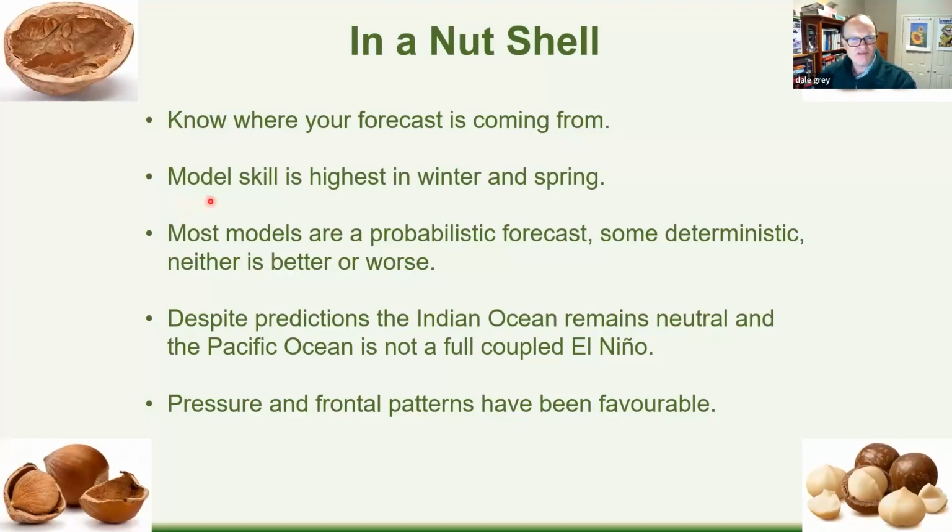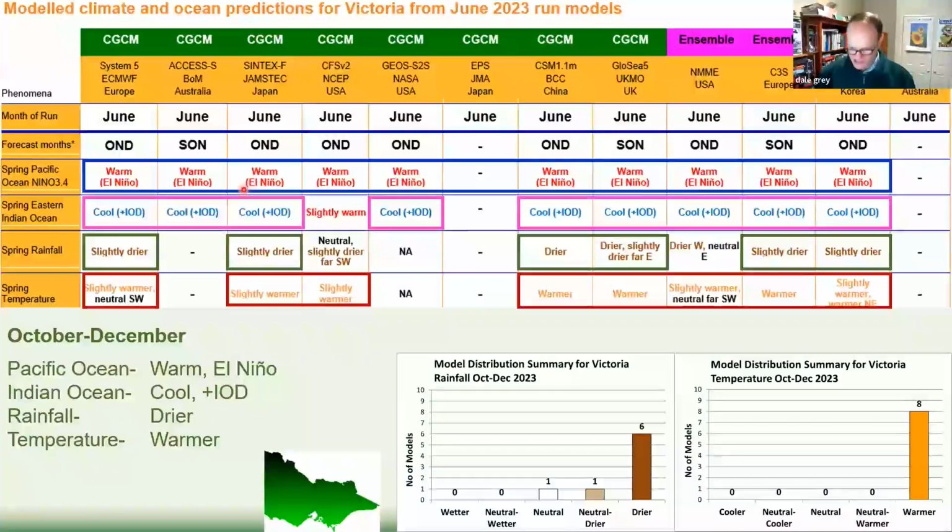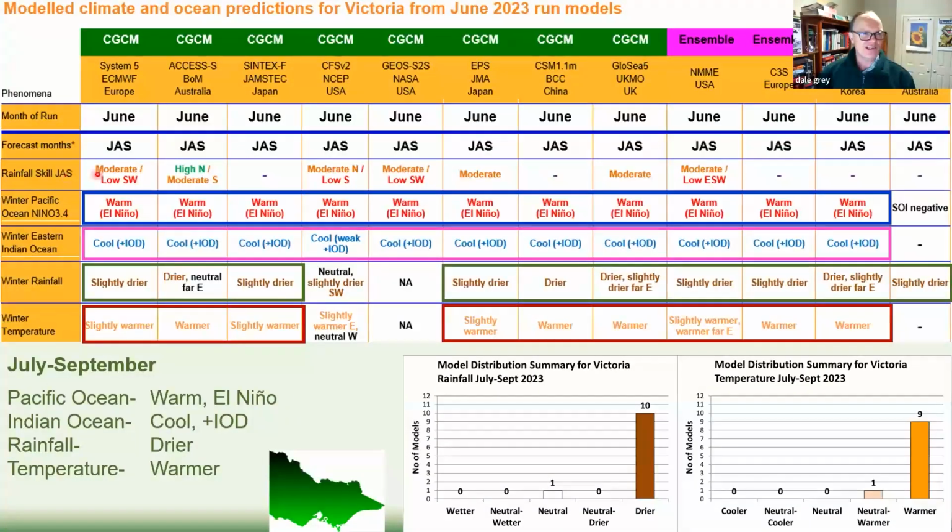The model skill is highest in winter and spring, and always look to see if you can find skill. When you look there at my forecast, I actually provide skill information here for the 3 months ahead from the different models that provide it. So you can see where there's an empty box here are models that don't provide any publicly available skill for me to look at.